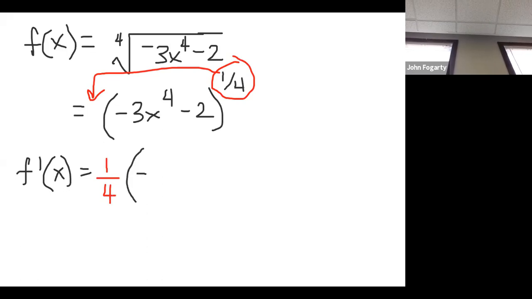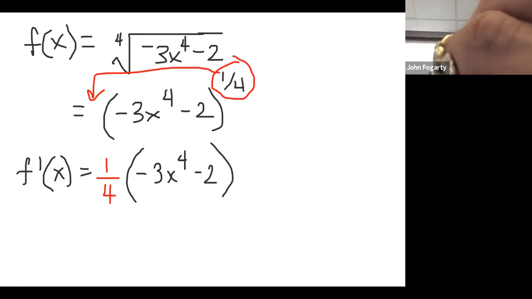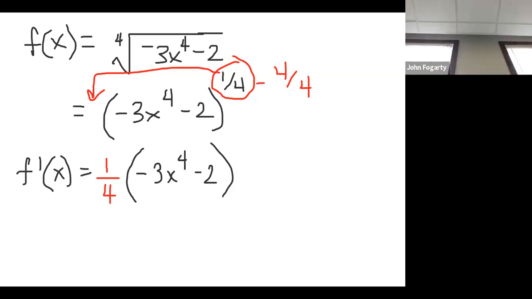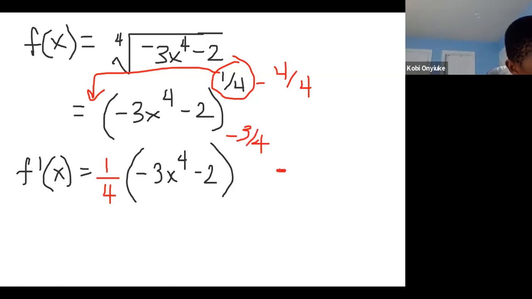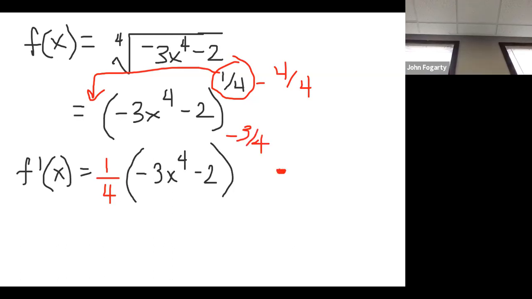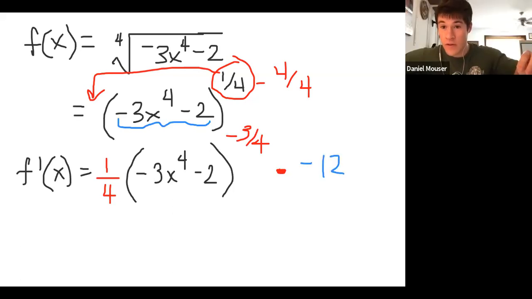My function inside the parentheses stays. And what's 1/4 minus 1? Negative 3/4. Thank you. And to that, we're simply going to do what? Multiply the derivative of that. Negative 12x to the third.